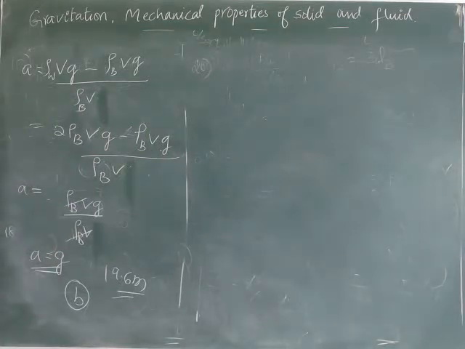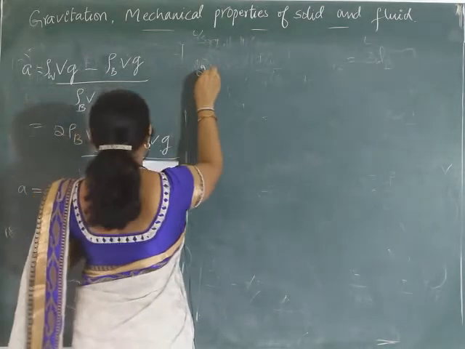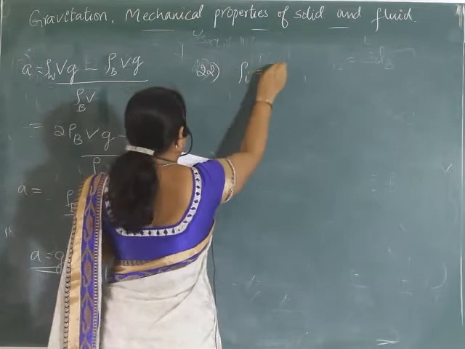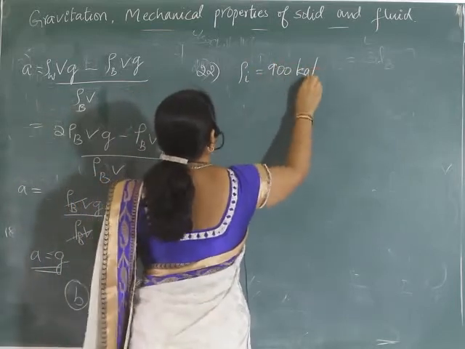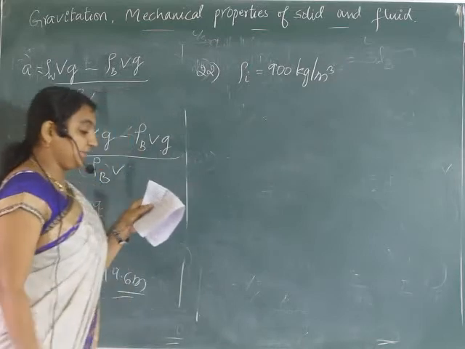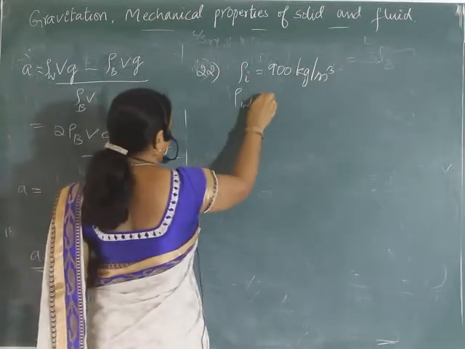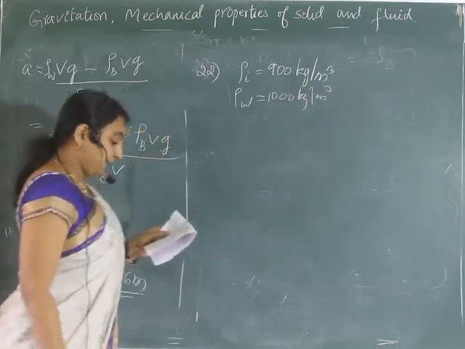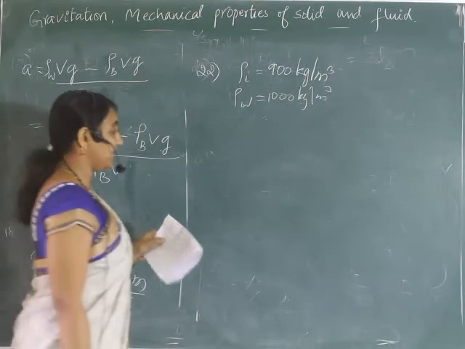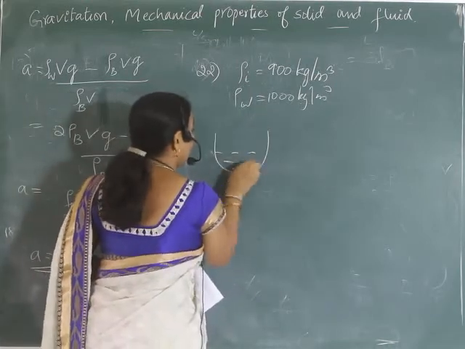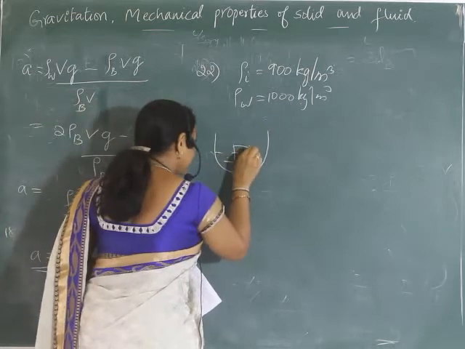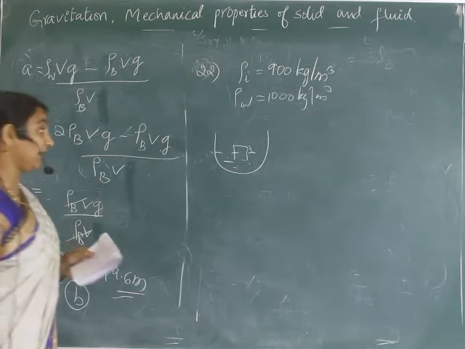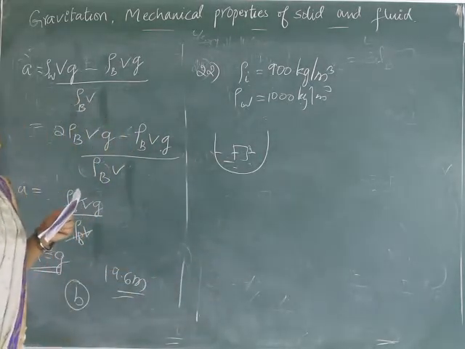Question 22. An ice cube of density 900 kg per meter cube is floating in water. We know the density of water is 1000. What is the percentage of the volume of the ice outside the water? Okay, you are going to put ice inside the water and some part of the ice is floating. So how much volume of the ice is floating, can be seen outside? That is the question, correct?